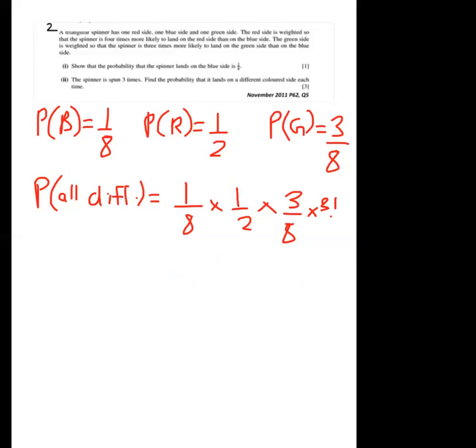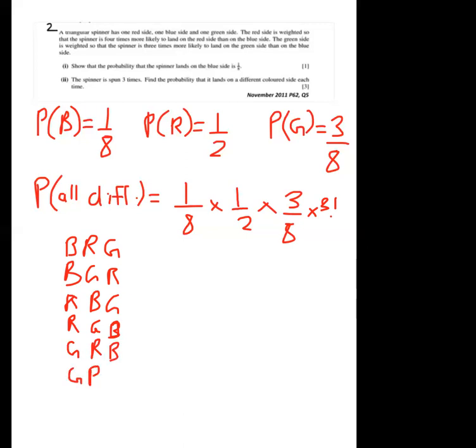So this means that there are 6 possible outcomes. For the first one we've written blue, red, green. Then there could be blue, green, red. There could be red, blue, green, red, green, blue, and then green, red, blue, green, blue, red. So this 3 factorial has included all these options. So this makes our work easier. So this will be equal to 9 upon 64.